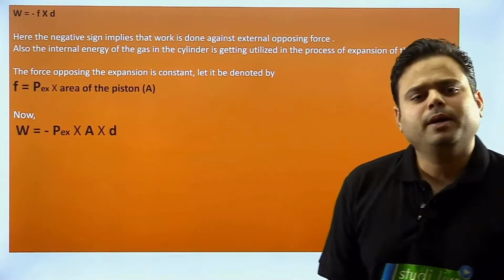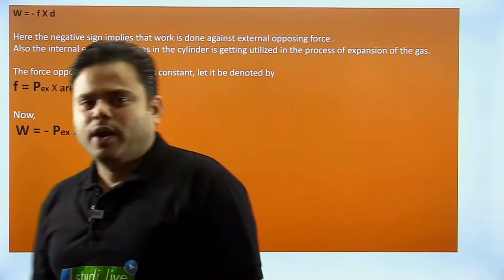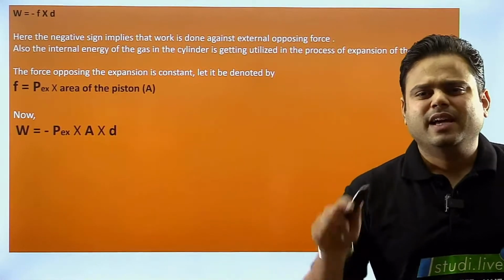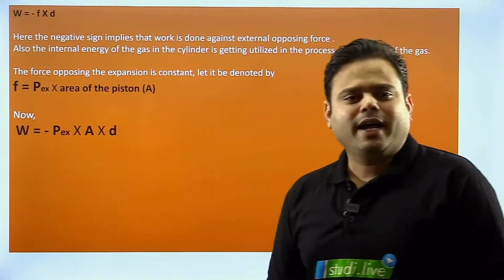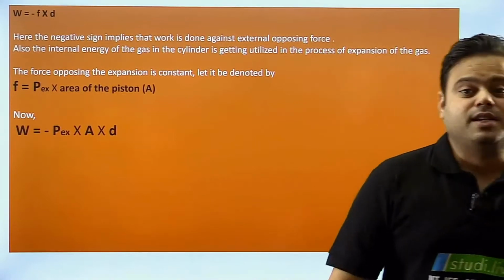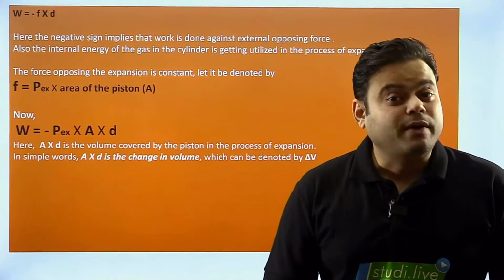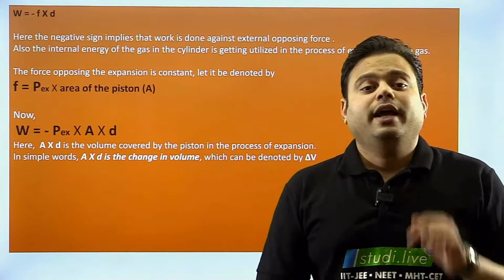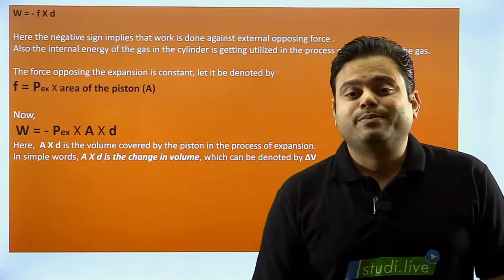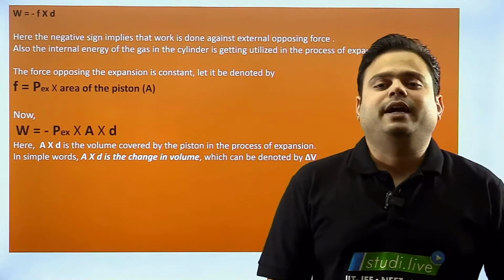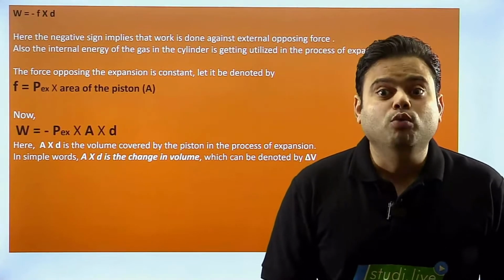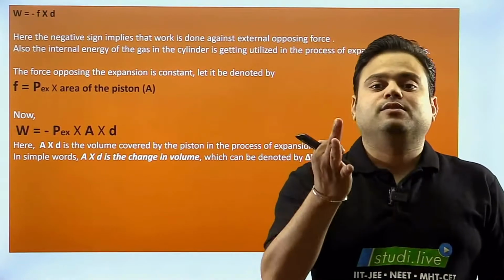So now the expression becomes minus P external into A into D. This area of the piston, A. Minus F था, तो F के जगह पे क्या आ गया? P external into A, and D is anyways the distance by which the piston is moving up. Now here A into D is the volume covered by the piston in the process of expansion. Okay, P external एक side में रह गया, A into D एक common factor बन गया है, which is talking about the volume by which the piston is moving up.